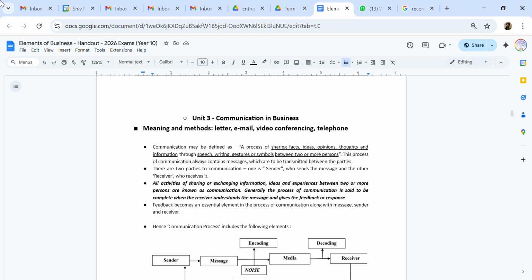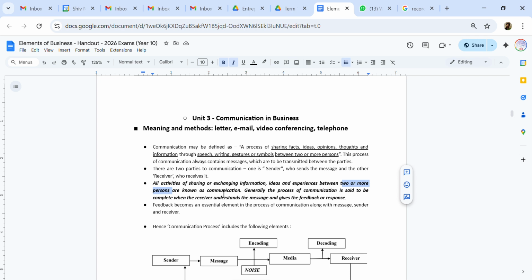Unit 3, Communication in Business. Communication is a process of sharing facts, ideas, opinions, thoughts, and information through speech, writing, gestures, or symbols between two or more people. The definition that we need to remember is basically focusing on exchanging information, ideas, and experiences. It also focuses on the fact that there have to be two or more people for the process.